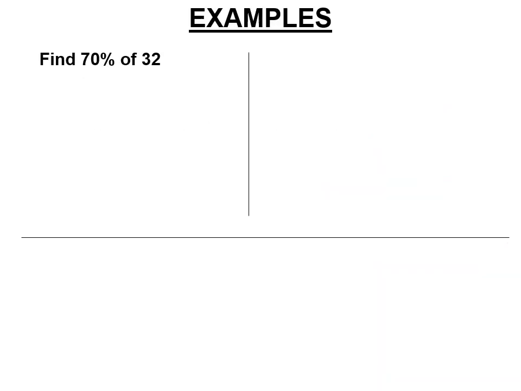All right, so 70% of 32, it's 32 times 0.7. Move the decimal once, it's 22.4.